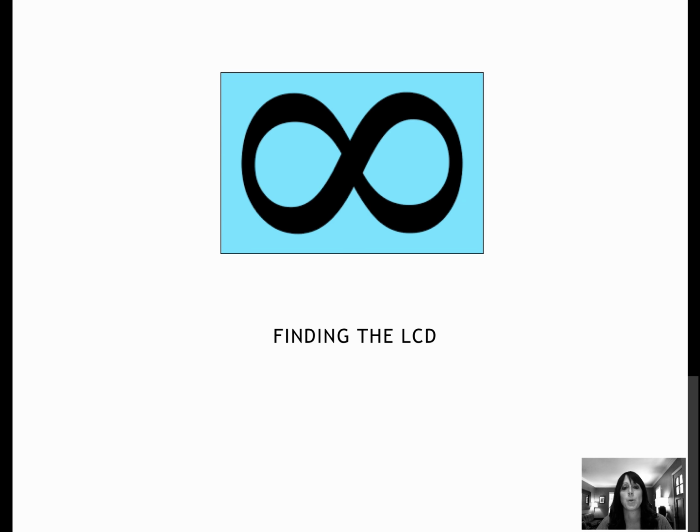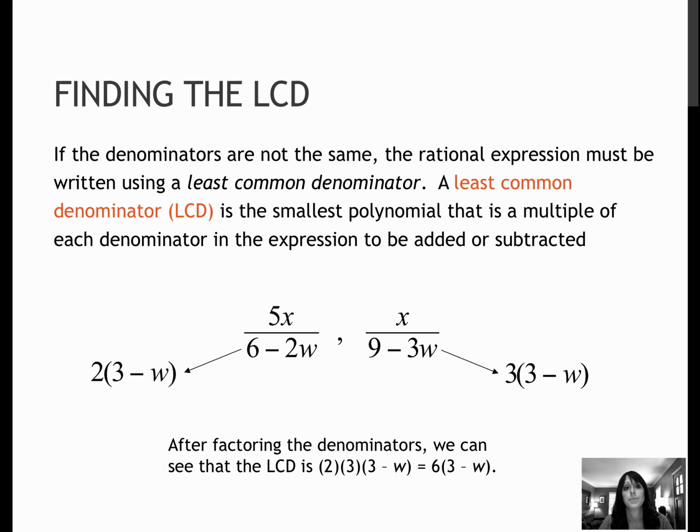In our last lesson, we worked on adding and subtracting rationals that already had a common denominator. So in just a little bit, we're going to add and subtract rationals that don't already have a common denominator. So we're going to have to know how to turn them into a common denominator. This lesson is on finding that denominator.